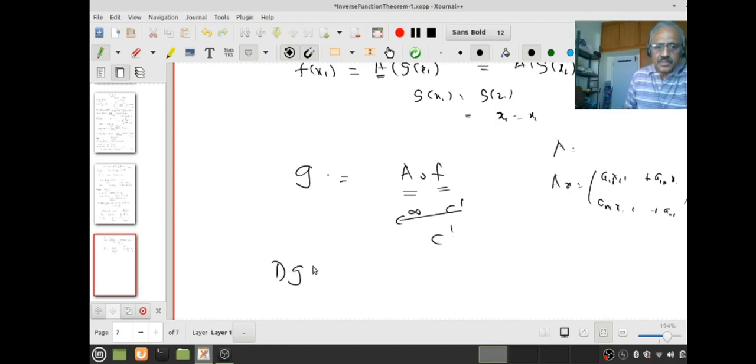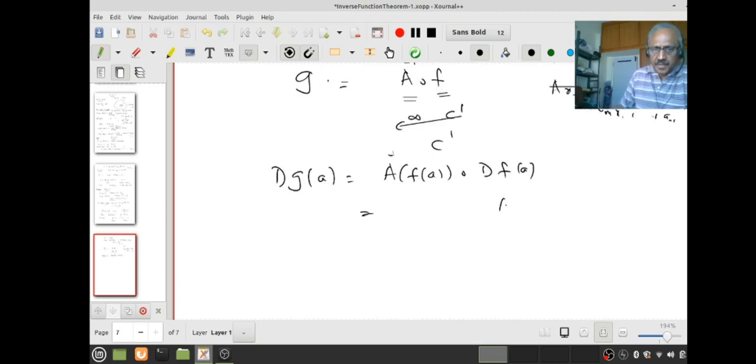And what is the derivative of g at a? By chain rule, it is the derivative of A inverse at f(a). Sorry, I wanted A inverse. A inverse is also a linear map, and any linear map is C infinity, therefore the composite is C1. So it is the derivative of A inverse at f(a), composed with Df(a). But what is Df(a)?